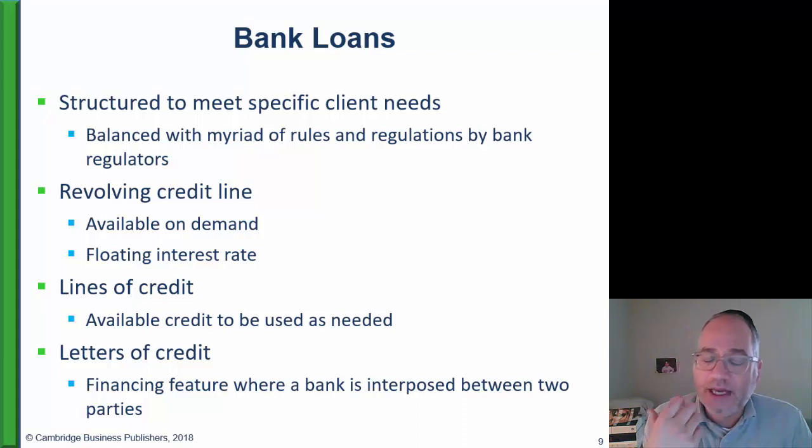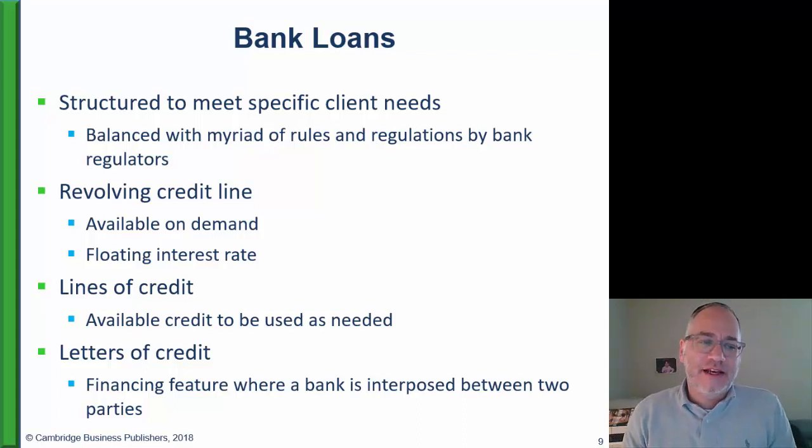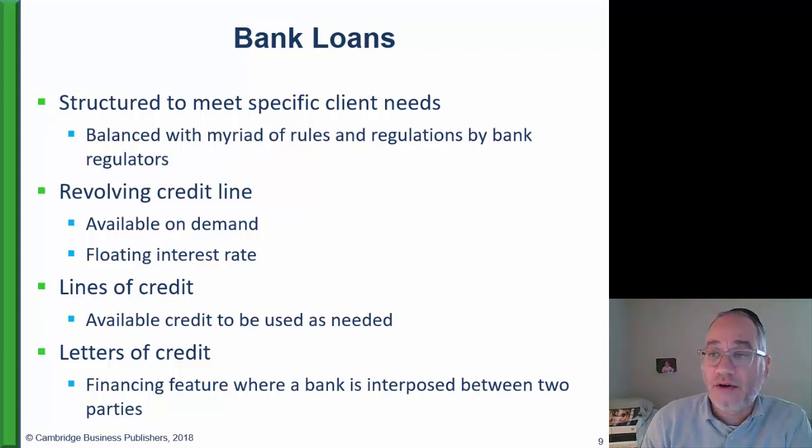So for example, you might have a $10 million revolver. That's what they call it, a revolver. And when you need the money, you take it. And when you have extra money, you pay it back. And it all needs to be paid back by a certain date. And the nice thing about this is that the company can borrow the money only when it needs it.